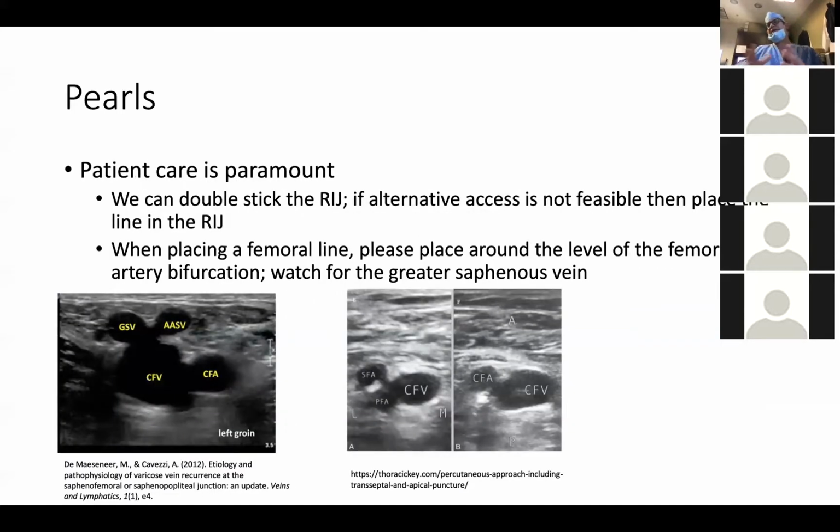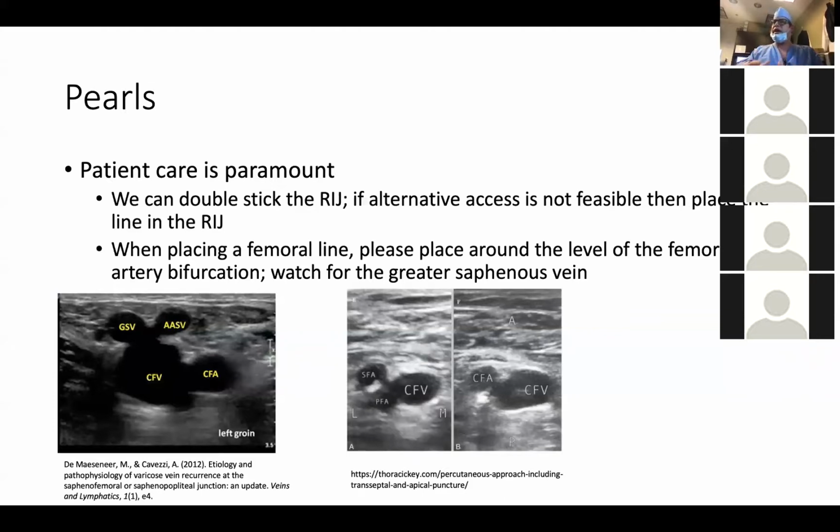And again, remember lastly, though, patient care is paramount. If you don't have a way to get anything other than right IJ in, put a right IJ in. We can double stick the right IJ. We did it a couple weeks ago. We can figure it out, all right? And when placing a femoral line, so let's say you're getting ready to prone the patient, you're like, we're gonna help out, we're gonna get a femoral line in now so we can easily exchange it for an ECMO cannula. That's great. I give you 2 pearls, all right, when placing femoral lines in our ultrasound.